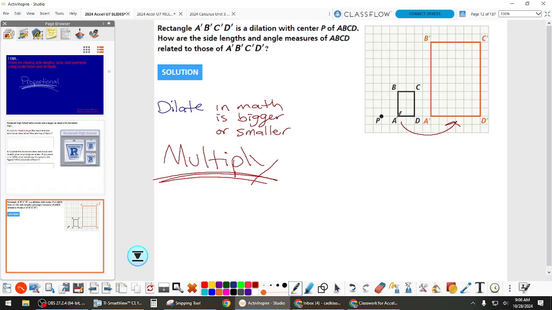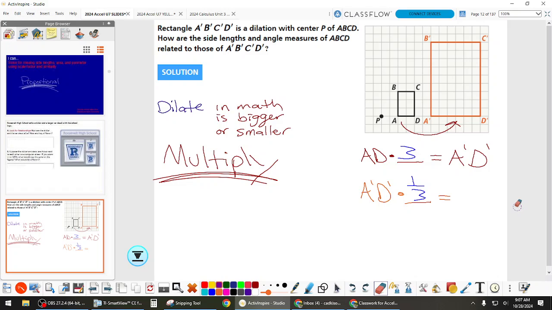Anyway, what did we multiply AD by to get AD prime? 3. Well, this is 2 and this is 6. So times 3 is what we scaled this up by. Okay? What if we went the other way? It's still a dilation. Is it 1 over 3? Yeah, we just flipped that thing over. So now it's 1 over 3 to get back to AD.